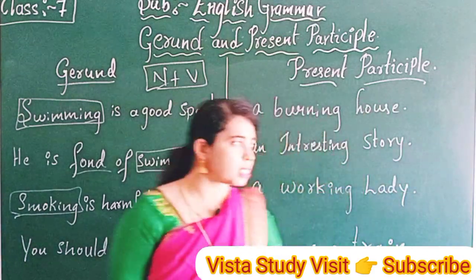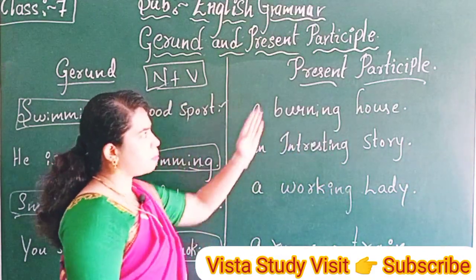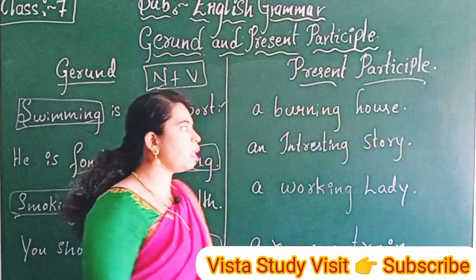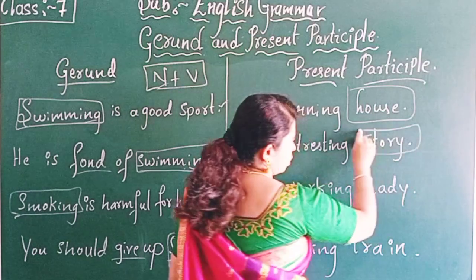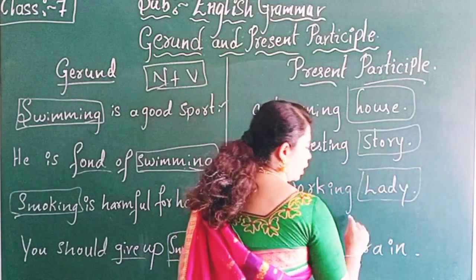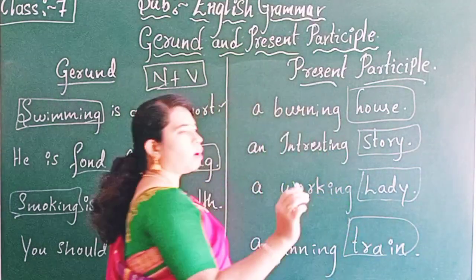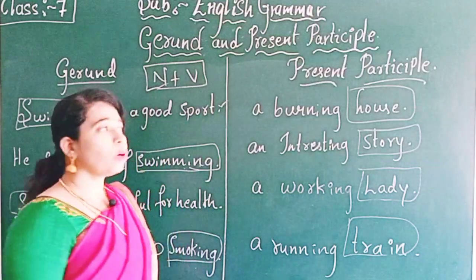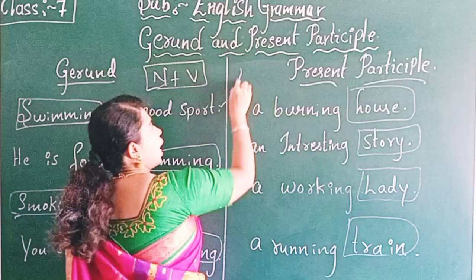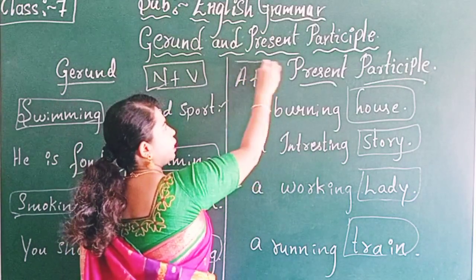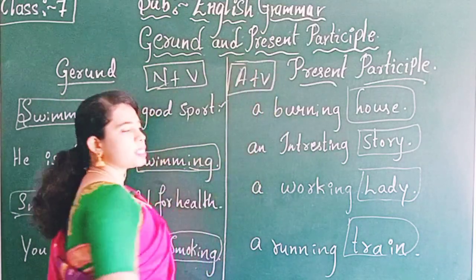Now coming to the present participle part. In the present participle, the noun will already be present: house, story, lady, train. These are all already present. So what is the rule of the participle? As I said before, it will be adjective plus verb.